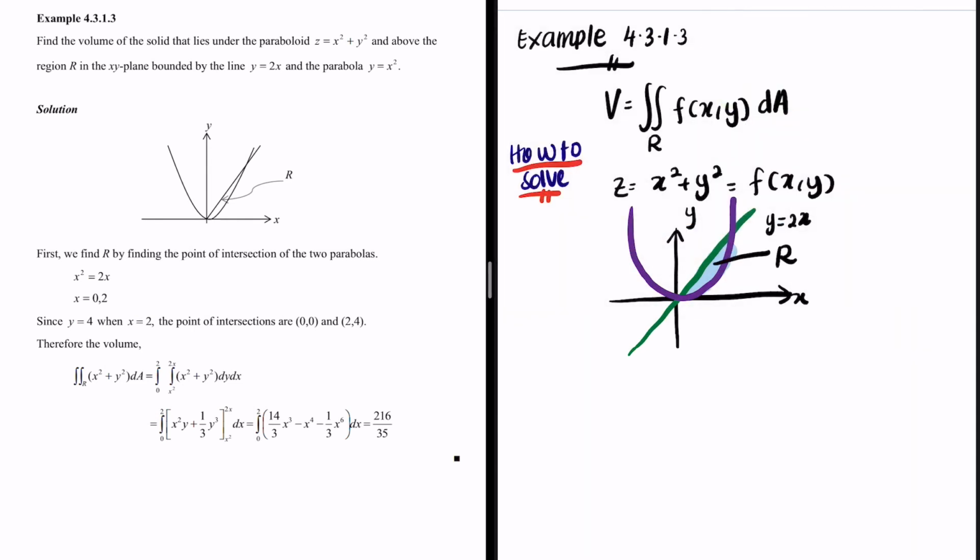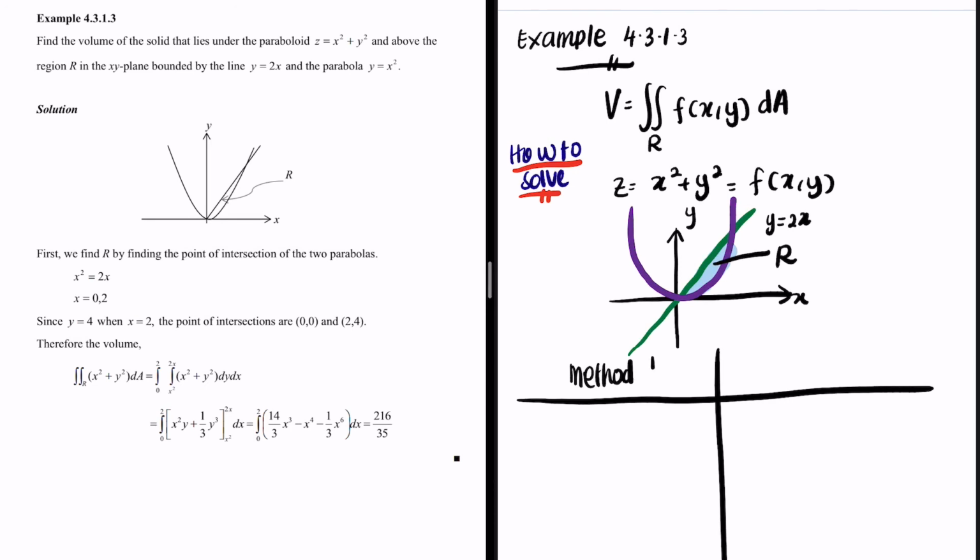So right after we manage to sketch the region R, what should we do? We have to make up our mind whether to solve this problem by using type 1 integral or by using type 2 integral. So for exercise purposes, I'm going to show you both methods to solve this problem, which is method 1 and method 2.